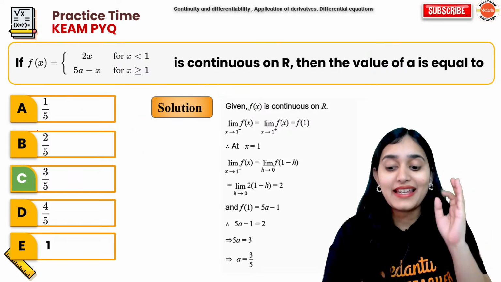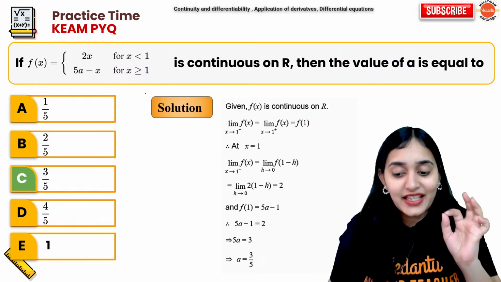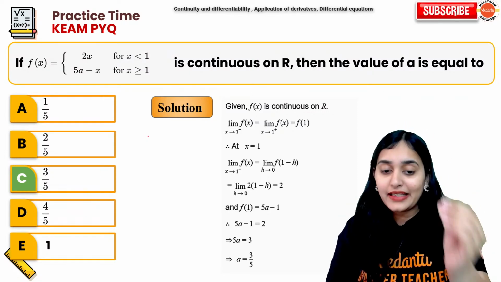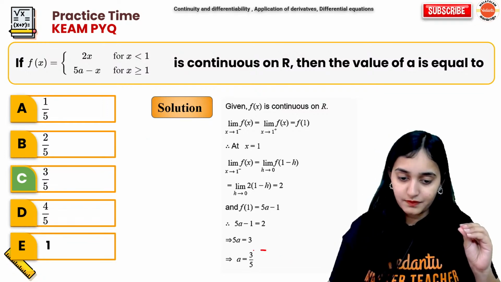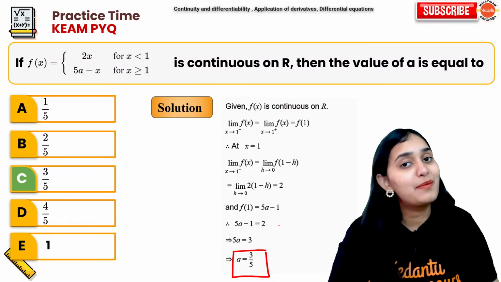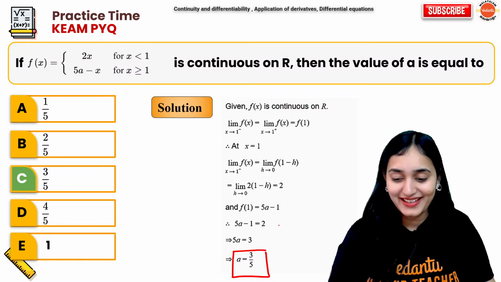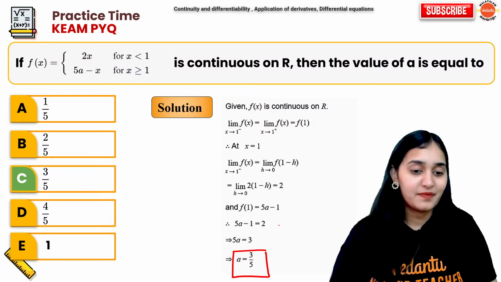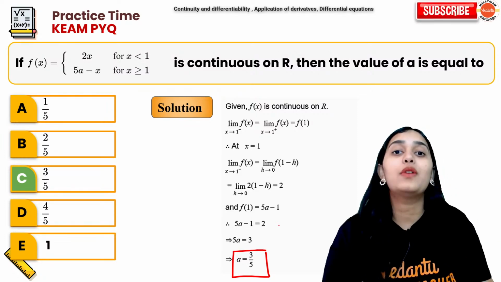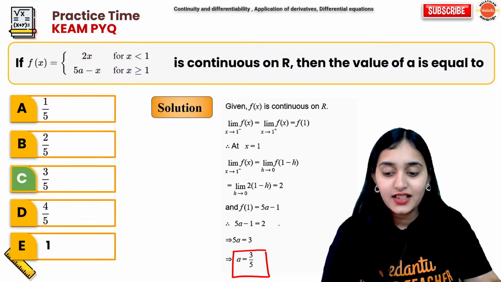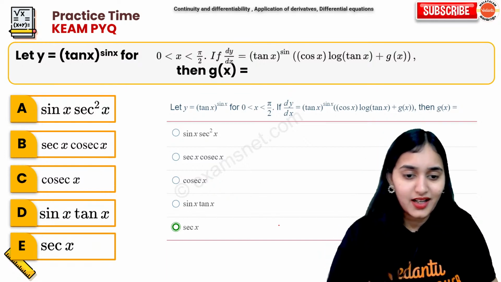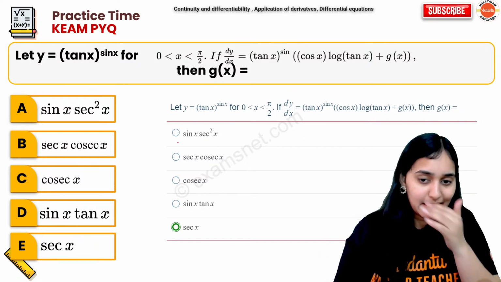How simple is this question? Are you able to understand how simple is this question? Directly you are getting the value of a and you are getting the answer 3 by 5, right? Okay, awesome. Everybody understood how to check, how to find, how to apply continuity? Okay, next.